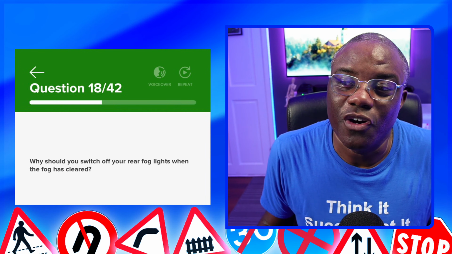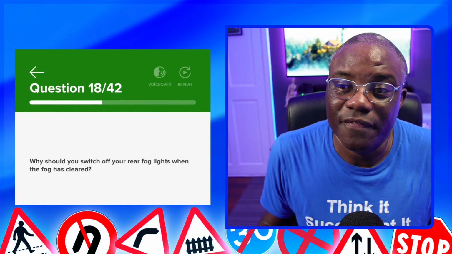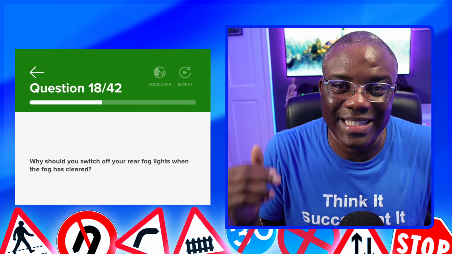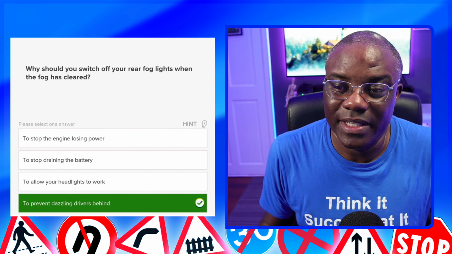Why should you switch off your rear fog lights when the fog has cleared? Now with this one, if you didn't know, your rear fog lights are red. It's more intense than brake lights, but that's the reason why you turn off. Let me reveal the answer. To prevent dazzling drivers from behind.